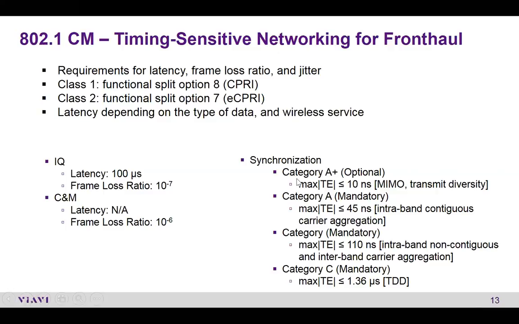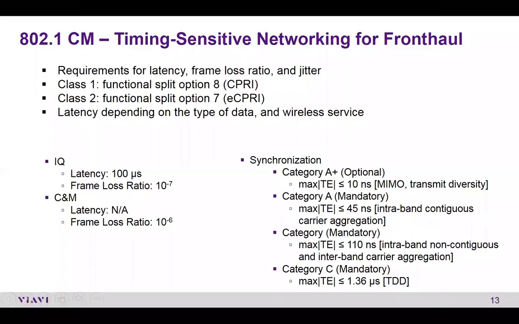As usual, synchronization is the most demanding for timing measurements and timing SLAs. IQ is less stringent on the timing and the jitter, but still has very high, stringent latency requirements, 100 microseconds. Frame loss ratio is given. CNM is the least demanding, but still out there.